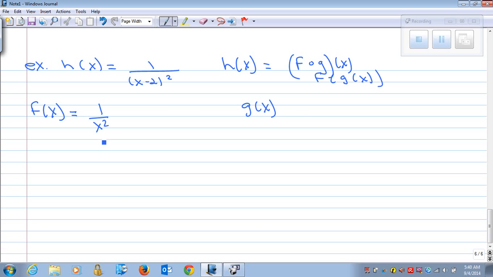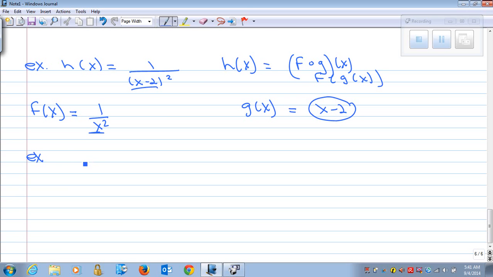Alright, so this would be maybe my outer function, and my inner function would just be this bottom part, x minus 2. So in other words, if I plugged x minus 2 in for this x, I would go back to this composed function. This is a little tricky. You're going to have to practice this, but you'll get better as you practice. This is new. I'm going to give you one more example, and then we're going to be done.